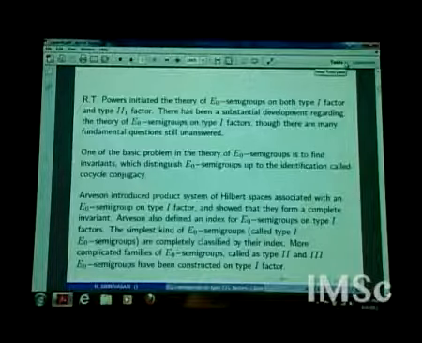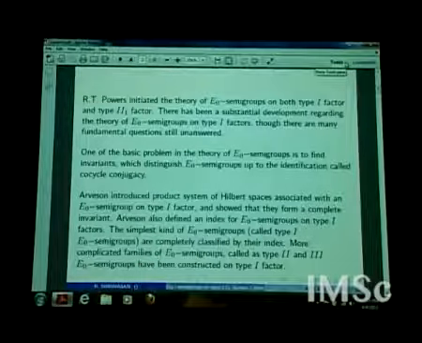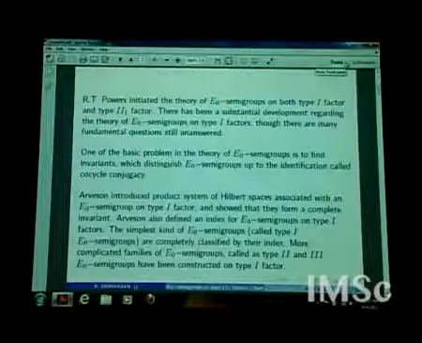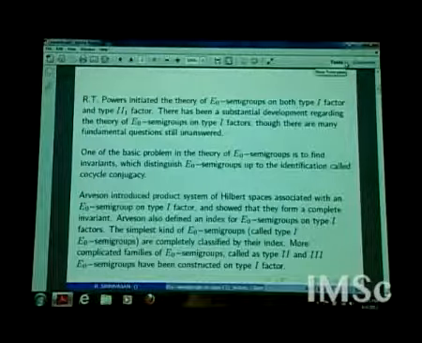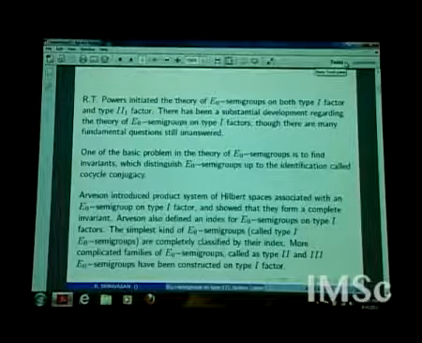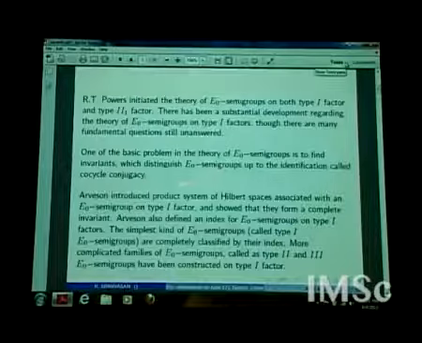The point is that on type 1 factors there are a lot of examples. Arveson, using his index, classified all these type 1 E0 semigroups on type 1 factors. And then more exotic, complicated examples of type 2 and type 3 have been constructed, and there is some progress, but there are many questions that are still not answered yet.